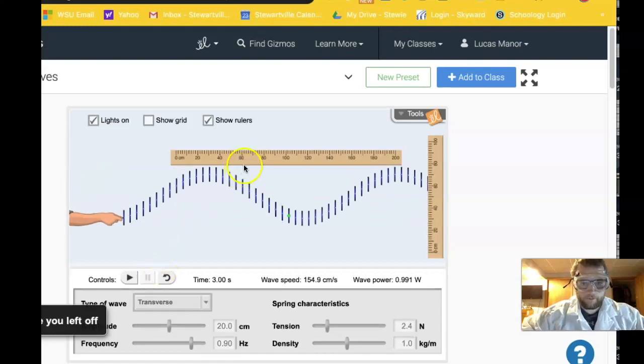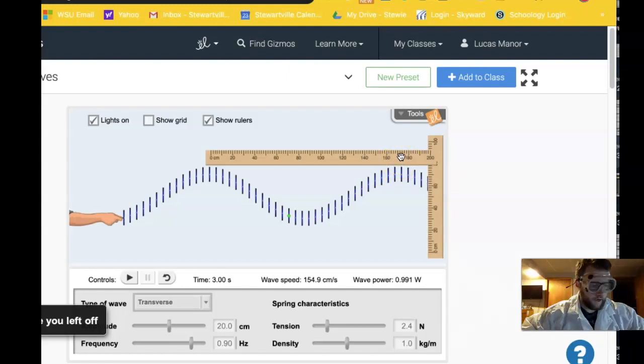We'll pause it there. And we line up two peaks, or crests. You can see here, this line right here is 170. So I think we were pretty darn close, if not spot on.